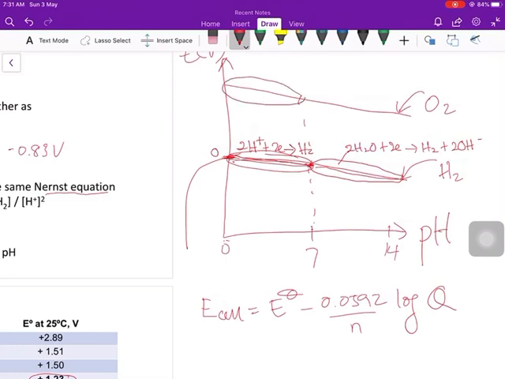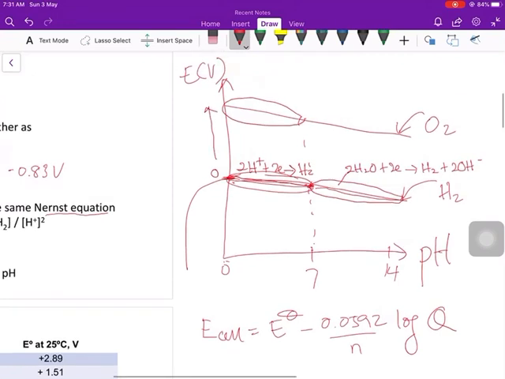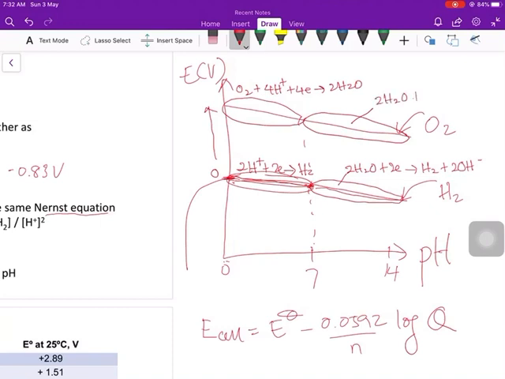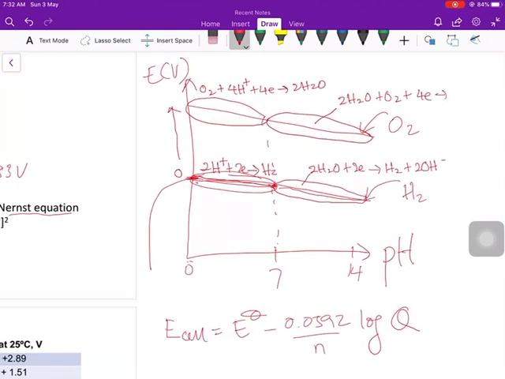For the top slope before pH 7 in acidic, the higher potential is more oxidizing and oxygen is present. This is the reduction of oxygen in acid to form water. And from 7 to 14, this is water containing dissolved oxygen, producing hydroxide.